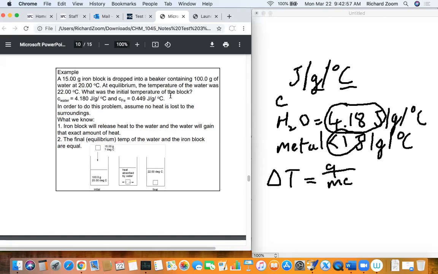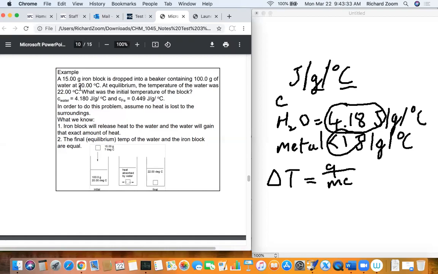So what we want to find here is the amount of heat that was absorbed by the water. What you'll notice is that the water was initially at 20.00 degrees Celsius, and then at equilibrium, that is after some time has passed, the temperature of the water was 22.00 degrees Celsius. So the water went up by 2.00 degrees. You can see that's a difference between the 22.00 and the 20.00.